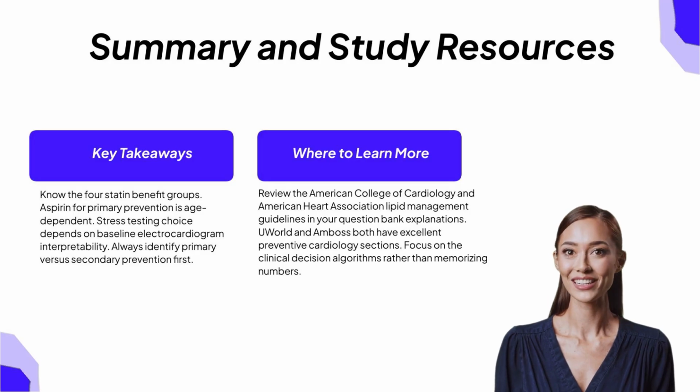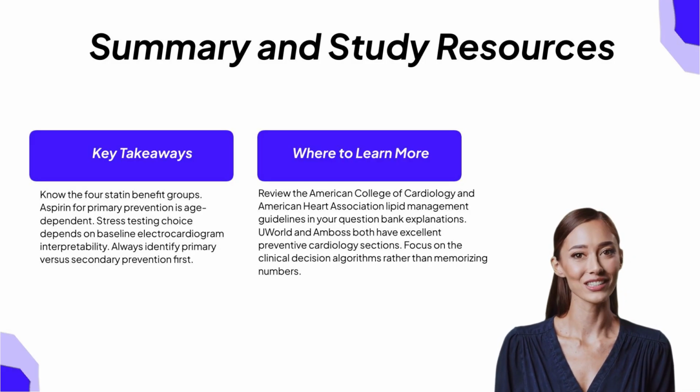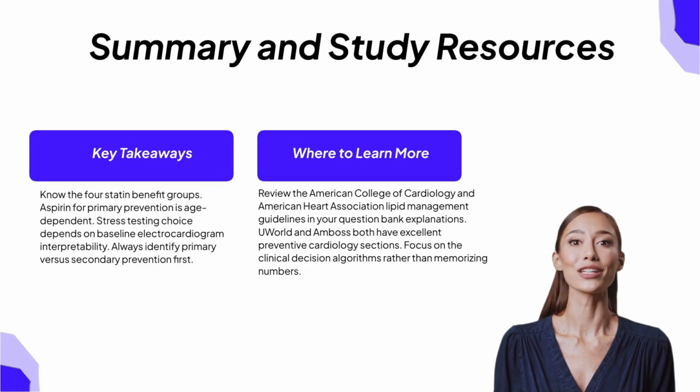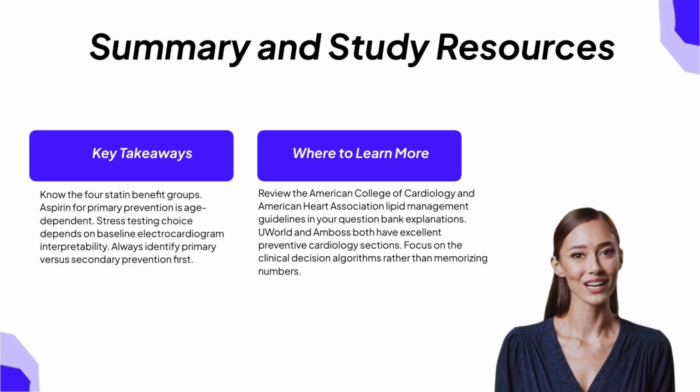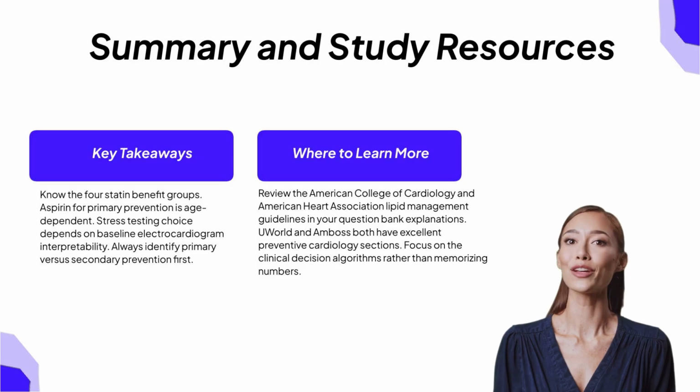Let's wrap up with the key takeaways. Know the 4 statin benefit groups: secondary prevention, low-density lipoprotein 190 or above, diabetes aged 40 to 75, and elevated 10-year risk. Remember that aspirin for primary prevention is age-dependent, with current guidelines recommending against it in those over 60. For stress testing, always check if the baseline electrocardiogram is interpretable. And always start by identifying primary versus secondary prevention.